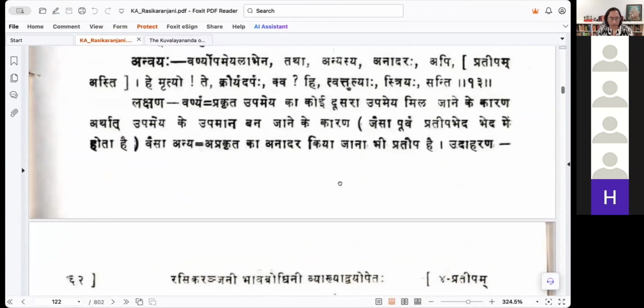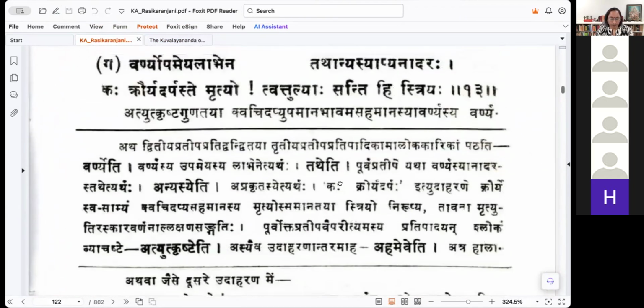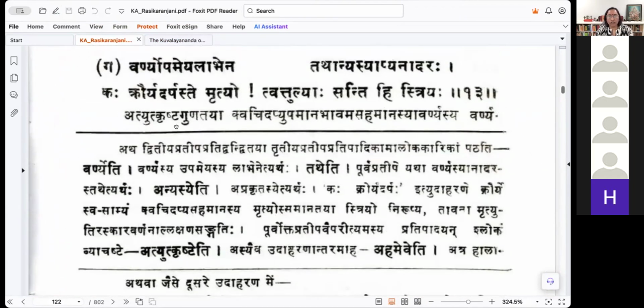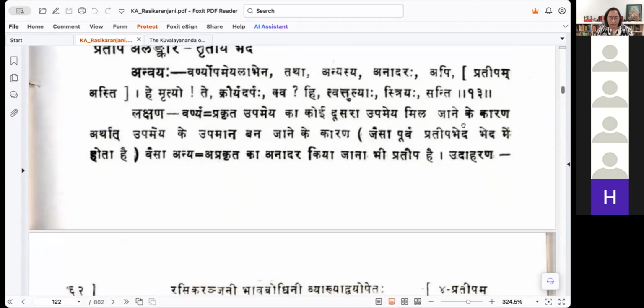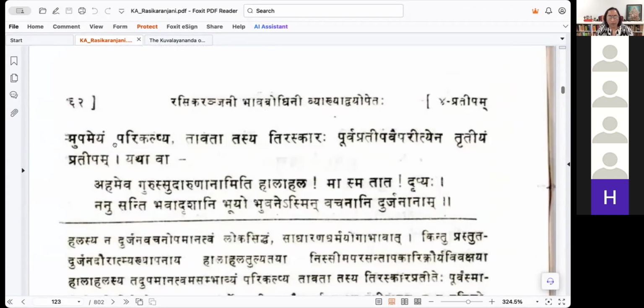See, if you look at the original vritti, Ati utkrishta gunataya kvachit api upamana bhavam asahamanasya avarnyasya varnyam upameyam parikalpya tavata tasya tiraskaraha purva pratipa vaiparityena tritiyam pratīpam. It is very clear about that. He says this is in contradiction or opposite to the second variety of Pratīpa. Hence, I call it the third variety of Pratīpa.